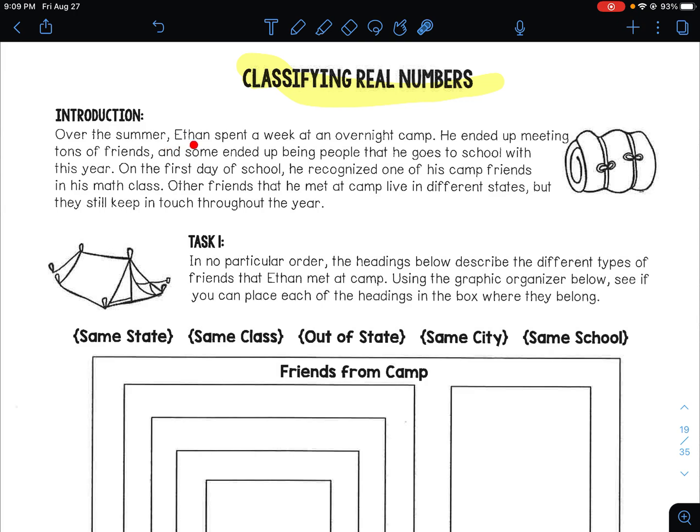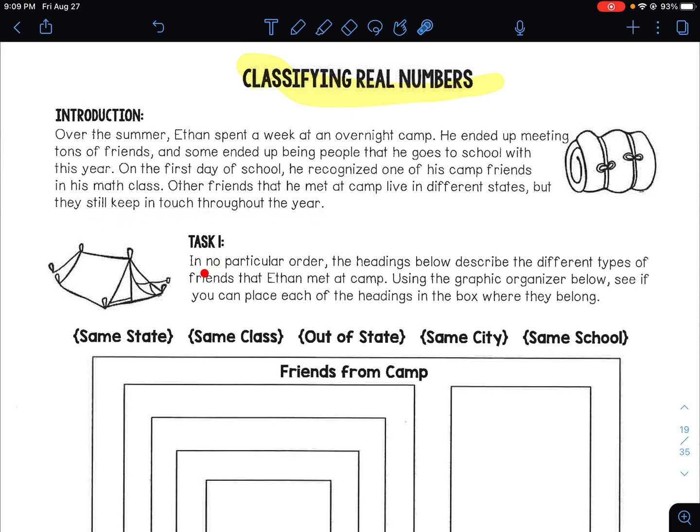Over the summer, Ethan spent a week at an overnight camp. He ended up meeting tons of friends, and some ended up being people that he goes to school with this year. On the first day of school, he recognized one of his camp friends in his math class. Other friends that he met at camp live in different states, but they still keep in touch throughout the year.